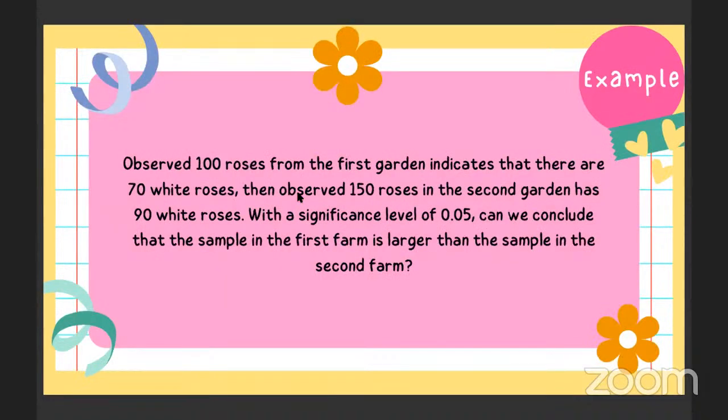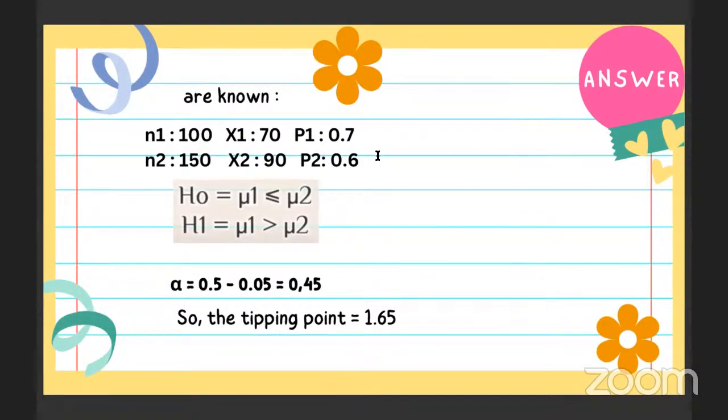So here's the example for the previous slide. Alfie Florist observed 100 roses from the first garden, which has 70 white roses. Then observed 150 roses in the second garden, which has 90 white roses. With a significance level of 0.05, can we conclude that the proportion in the first farm is larger than in the second farm? And here's the answer. Known values.